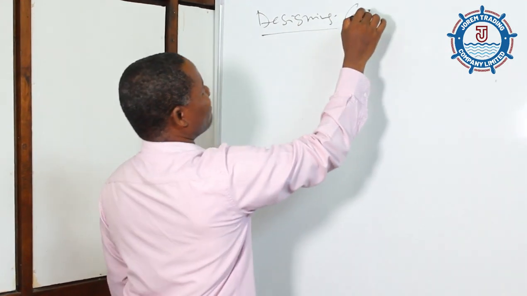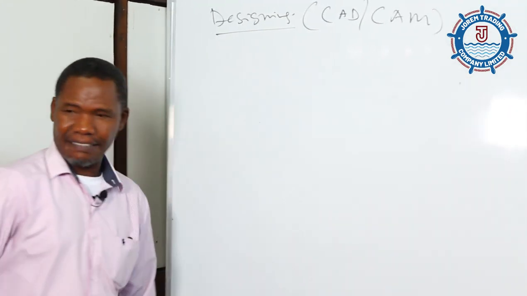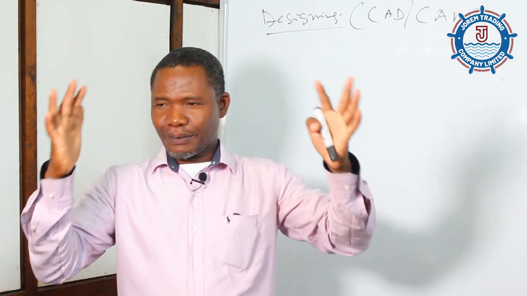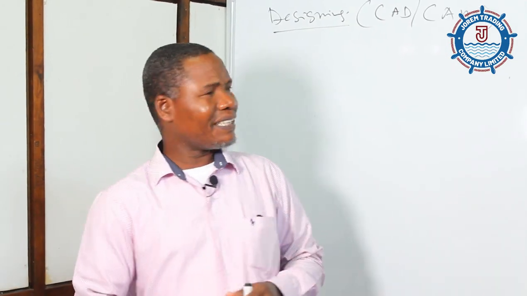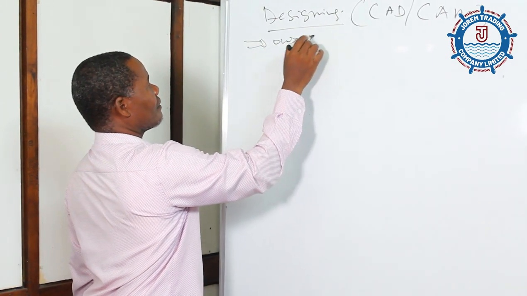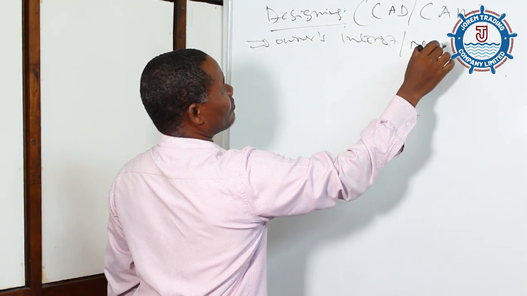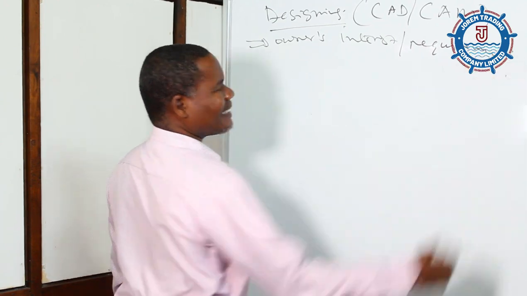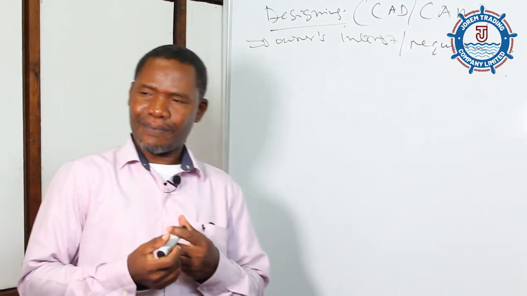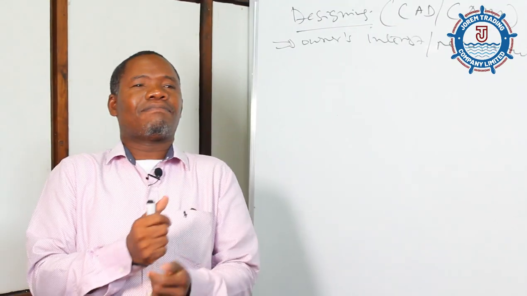Designing. Nowadays, they have computer-aided design and computer-aided manufacturing. They have a system now. You can just key in some information, and the computer will assist you and give you the whole thing. But during design, the first thing depends on the owner's interest or requirements. What does the owner need? What does the owner require? You cannot design something from the blue. The owner must come and say, okay, I have this amount of money, I need a container ship.